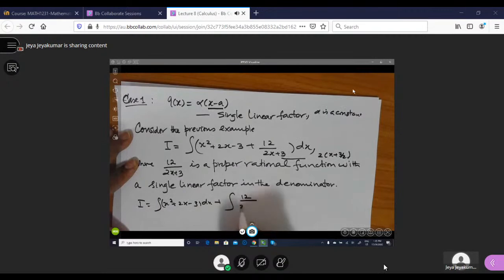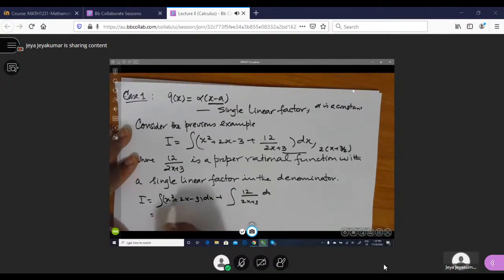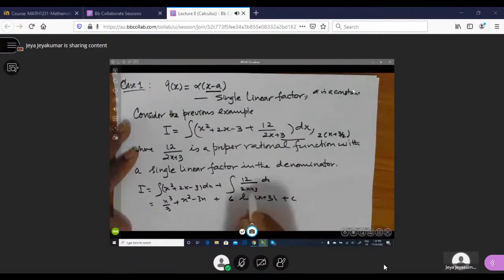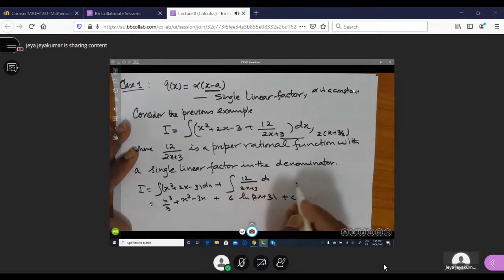12 over 2x plus 3x. Okay? So that's a simple polynomial, x cubed over 3, x squared here minus 3x. So this is 6 times log of 2x plus 3, plus c. Because when you differentiate the denominator 2x plus 3, you get 2. So you can write 12 here as 2 times 6. So then you get 6 log of 2x plus 3.